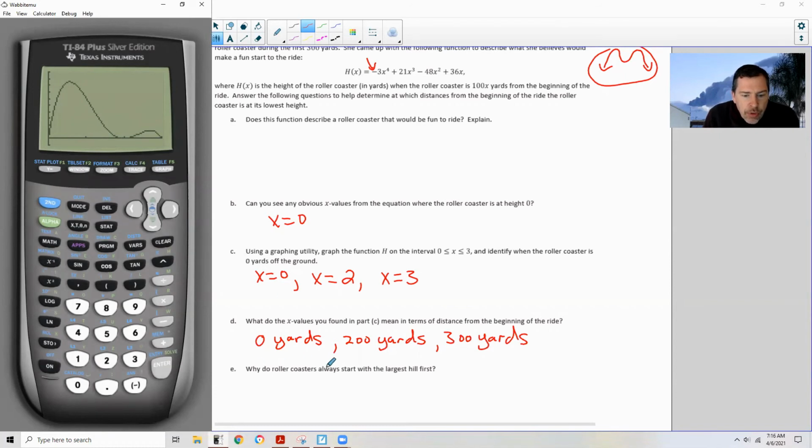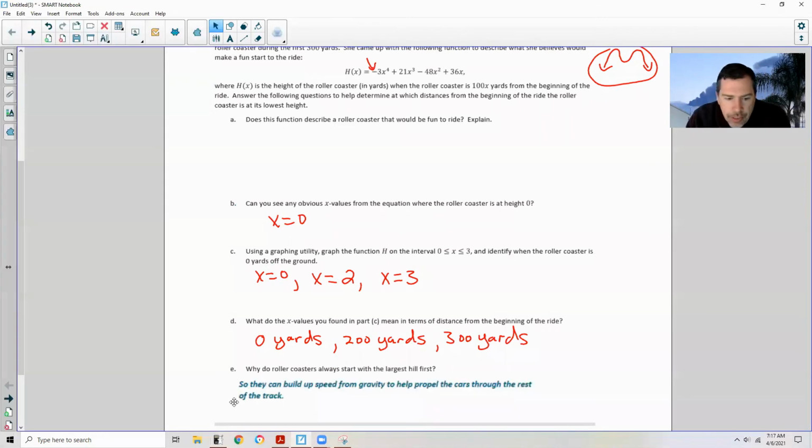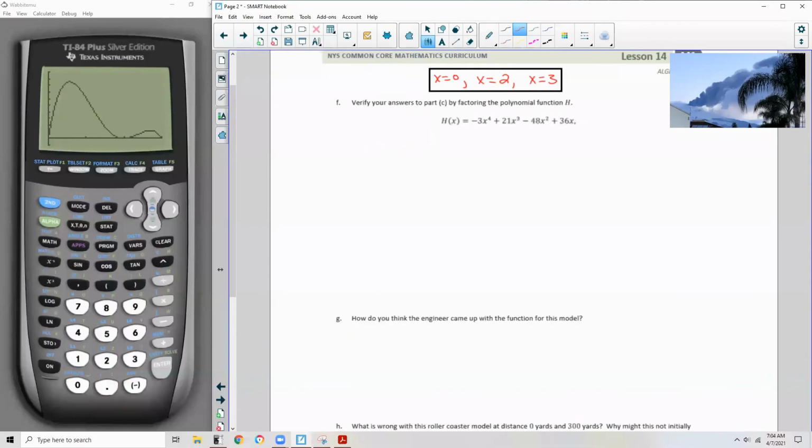E says, why do roller coasters always start with the largest hill first? Okay, well, the largest hill first is because they use an electric motor to pull the roller coaster up until it gets to this point right here, and then gravity takes over. And so it builds momentum, and that gets the roller coaster going, and that is why. Okay, so you could say, so they can build up speed from gravity to help propel the cars through the rest of the track.